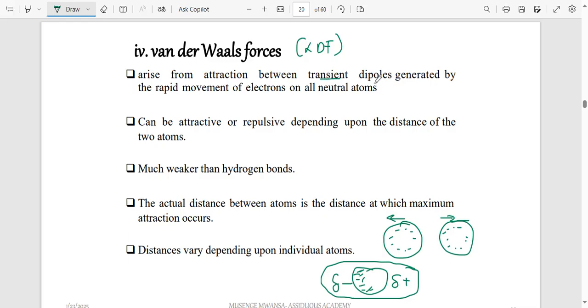Okay, there's a transient dipole which has been generated, and that is what we call a van der Waals force. And because of this, this molecule can now interact with other molecules like that, but these are very weak bonds.